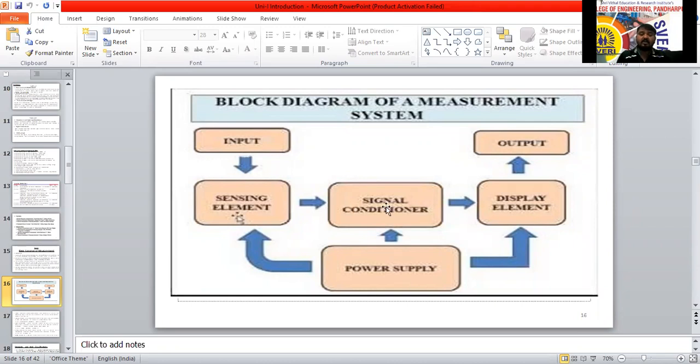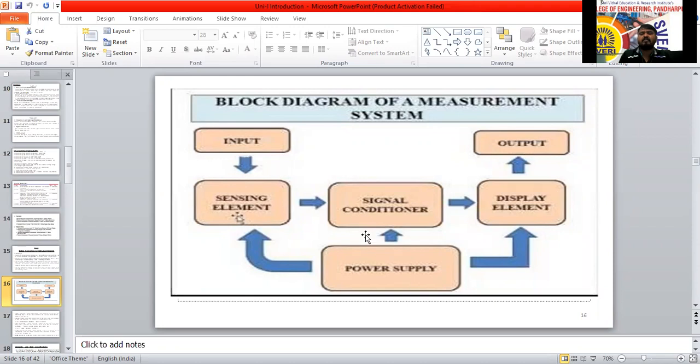This signal conditioner will match the frequency and amplify, or convert the input signal into the required electrical output signal. Signal conditioner means that as per our requirement, it converts the signal by synchronizing, frequency matching, and amplification. It sends it to the display unit, which gives the display. That displayed value is our output here.